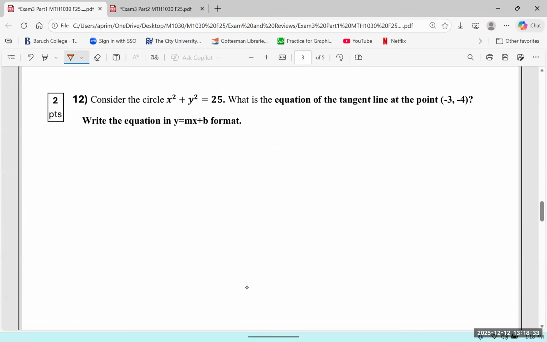Okay. So the slope of the tangent line is negative x over y. So we have negative, our x is this, y is that. So we have -3 over -4. Negatives cancel out. So we have -3 over 4.